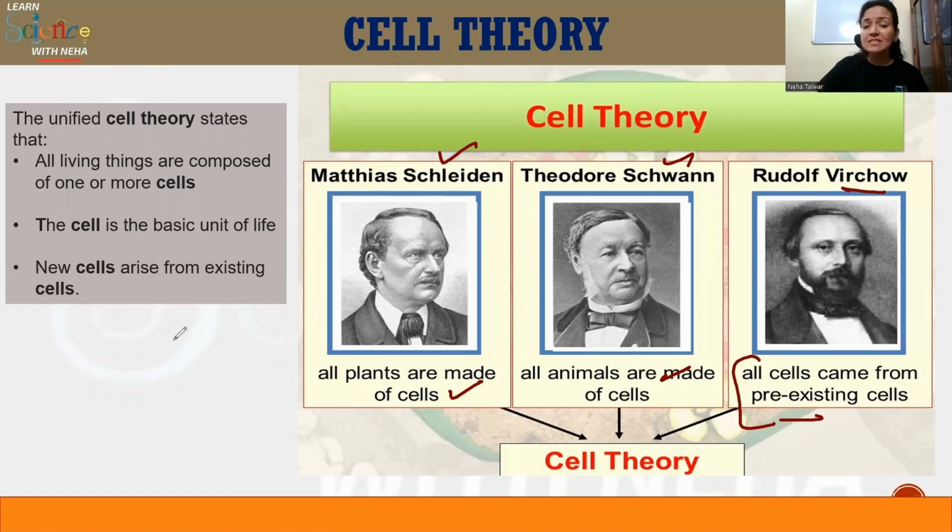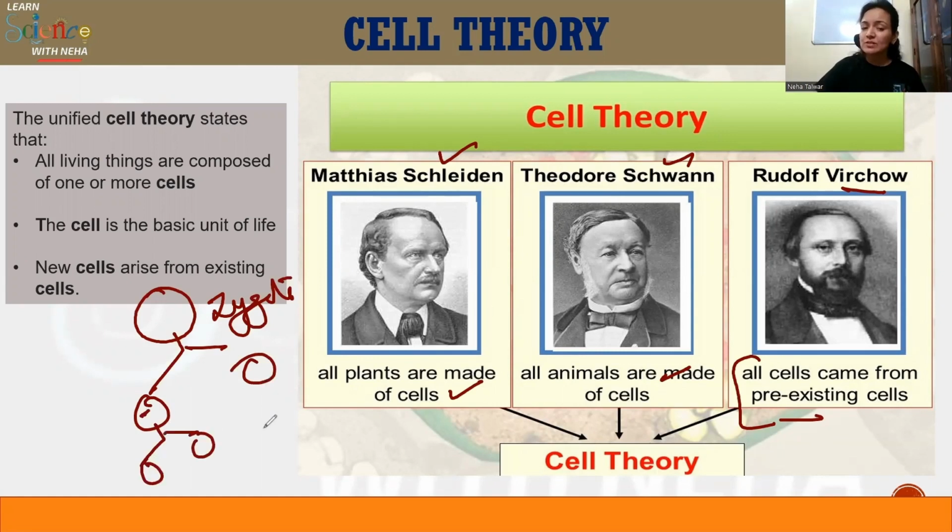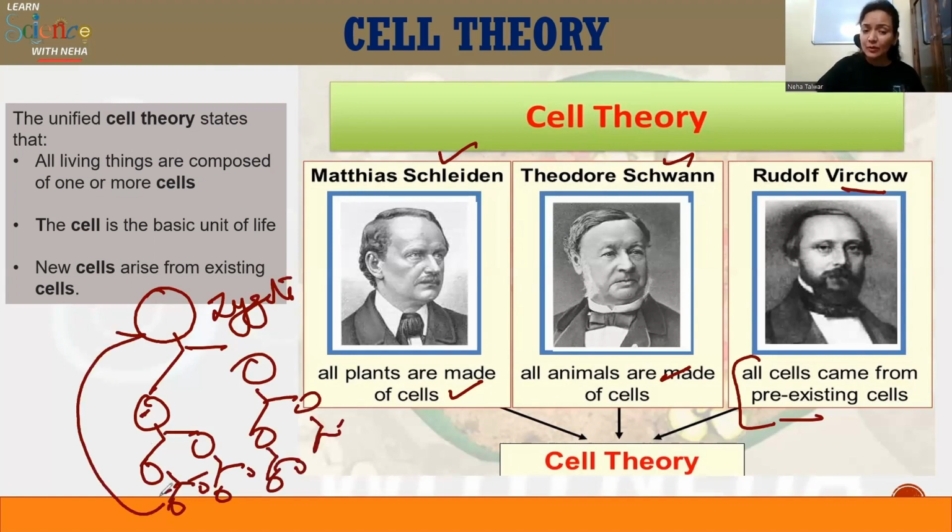That means if we start our life from a single cell by the name of zygote, then this cell divides to give 2 more cells. These cells divide to give 2 further more cells, and then the cells keep on multiplying, but the origin remains the same, like this. This cell originated from here. This cell originated from here. So nothing new is being formed. Only from the previous cells, new cells are formed.